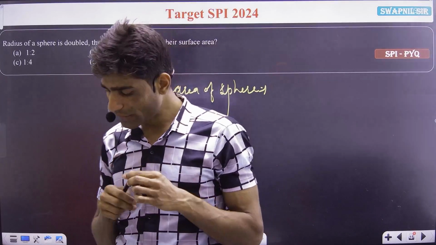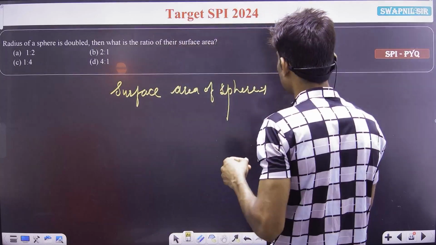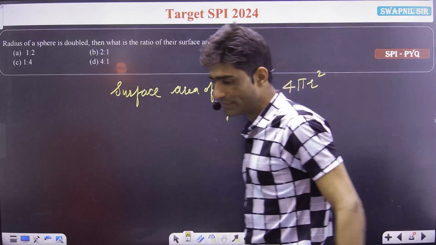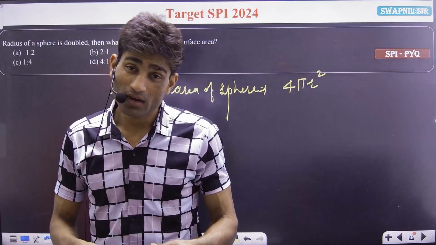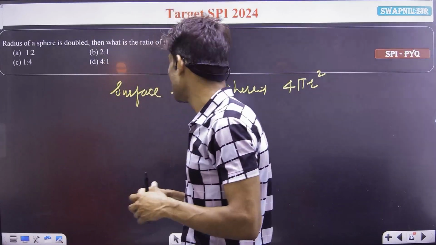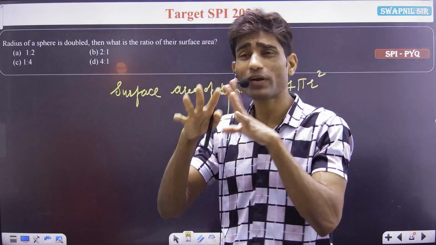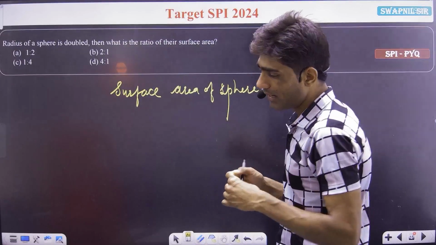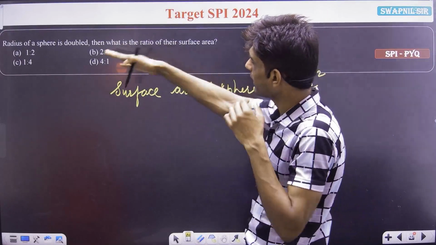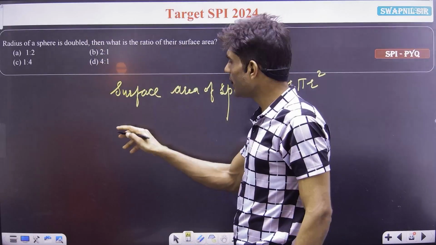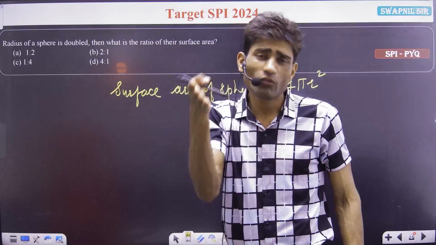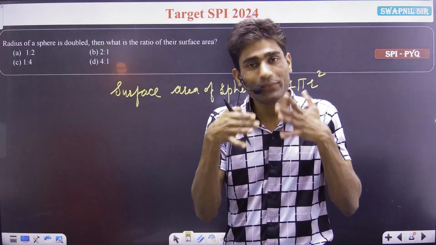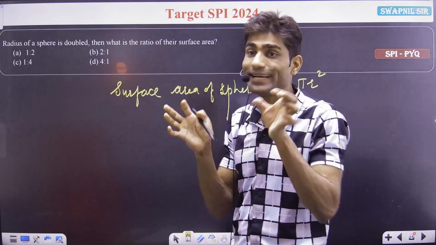Using the surface area of a sphere, we have to find the next condition. Which is 4 pi r square. This is the surface area, or total surface area, or curved surface area, or lateral surface area of our sphere here. And the radius of the new sphere: when we build a new sphere from our first sphere, the radius is doubled, and when we have a double radius, we write it as 2 times r.